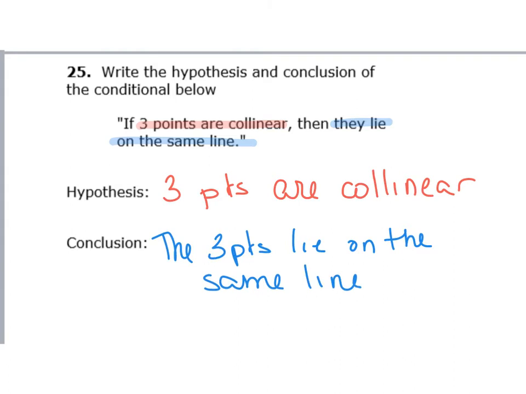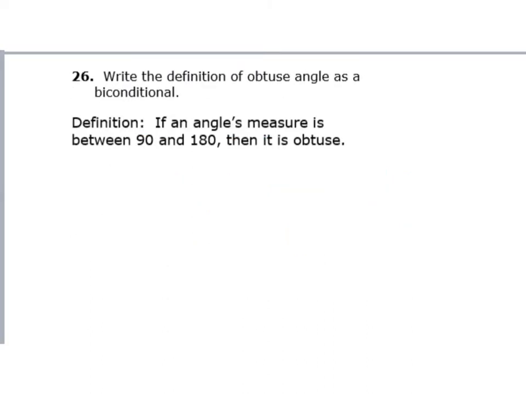Okay? Number 27. Oops. Change. Write the definition of an obtuse angle as a biconditional. Okay? So for a biconditional, we start with the conclusion. We don't start with if. So it is obtuse, but what is the subject of this? An angle's measure. Okay, so an angle is what we're talking about. An angle is obtuse. And then we say if and only if.